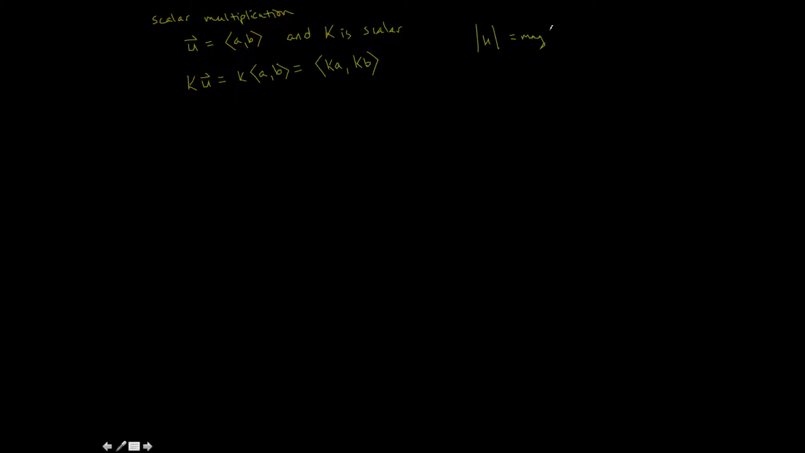Now, if k is positive, so if k is greater than 0, our vectors are going to be in the same direction. But if k is negative, our vectors are going to be in opposite directions. All right, so let's actually look at some examples of these.